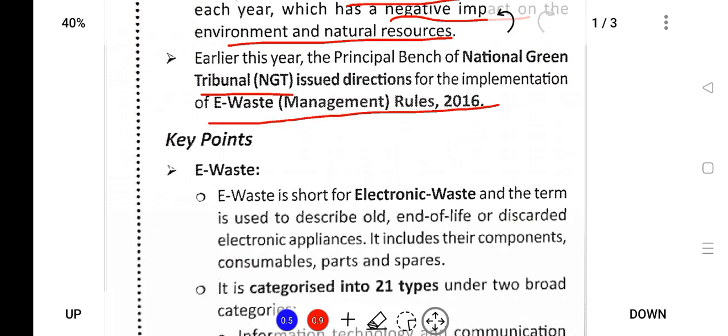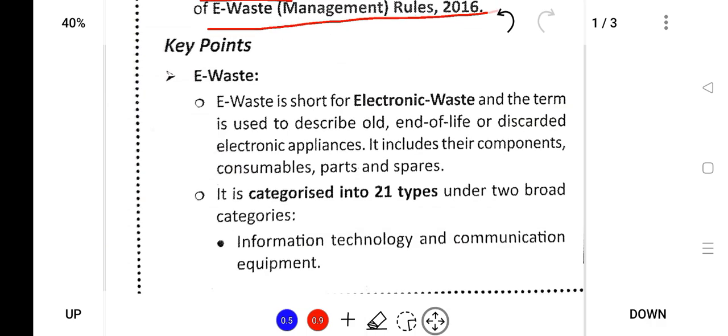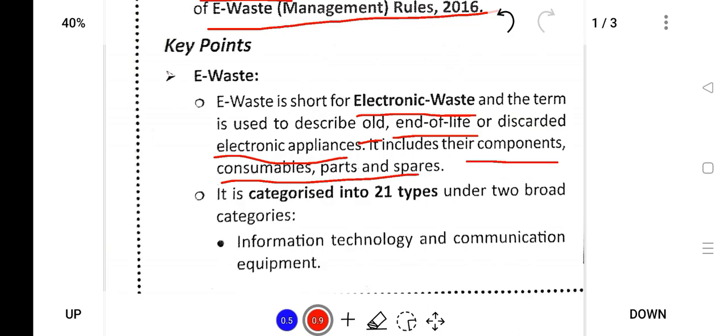So let us talk about what is e-waste. E means electronic waste, and it is used to describe old, end-of-life, discarded electronic appliances, and it includes their components, consumables, parts, and spares. So if the question allows for 2 marks, you can write the definition of e-waste. Just select the keyword: e-waste is electronic waste, and it is used to describe all end of life or discarded electronic appliances, and it also includes the components, consumable parts, and spares.